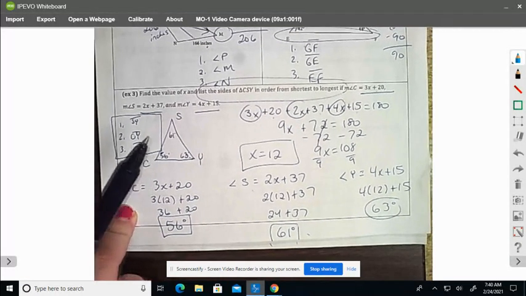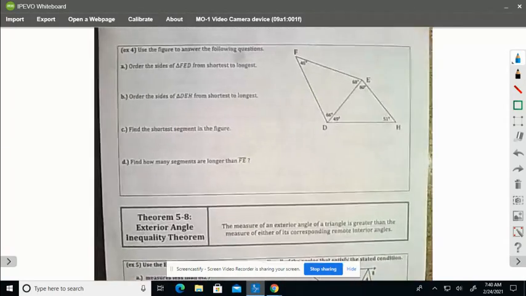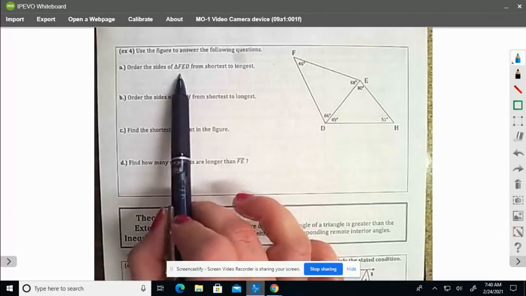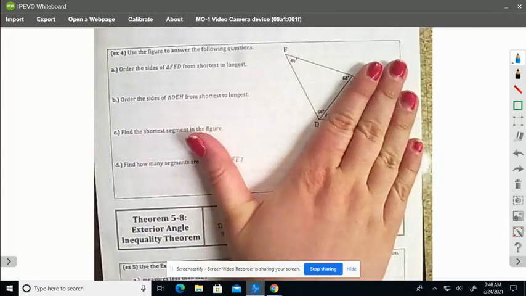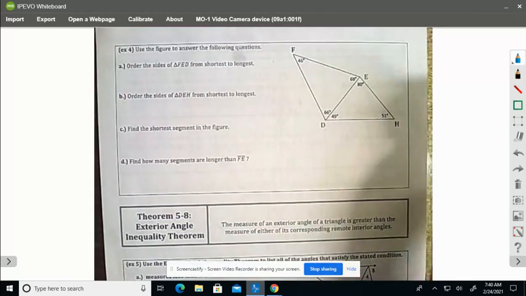Okay, flip your page over if you have a copy at home. Okay, this next problem is a situation where we have connected triangles. So we're going to focus on one triangle at a time at first. So first we're going to focus on triangle FED, which is this one here, this top one. So order the sides from shortest to longest in that top triangle.